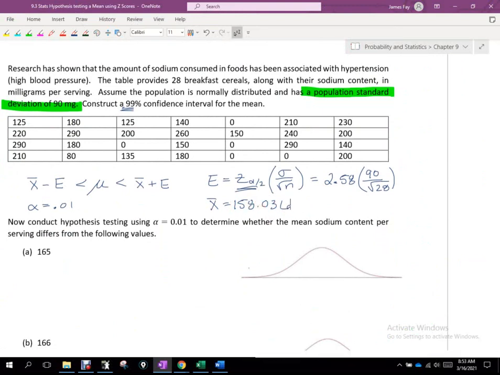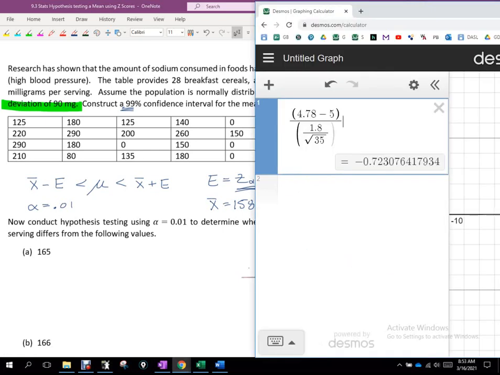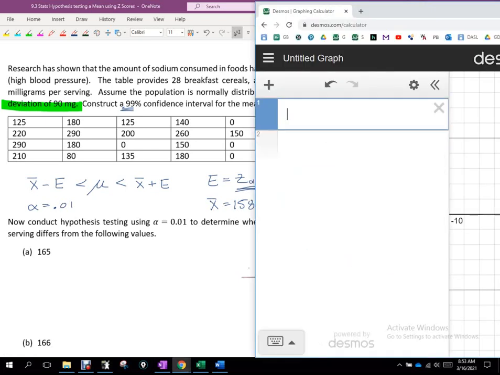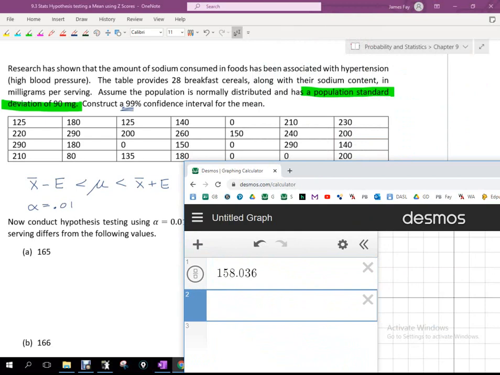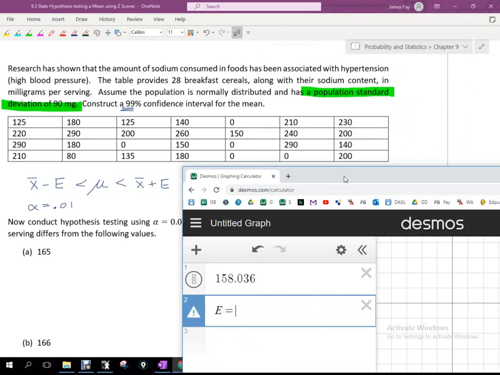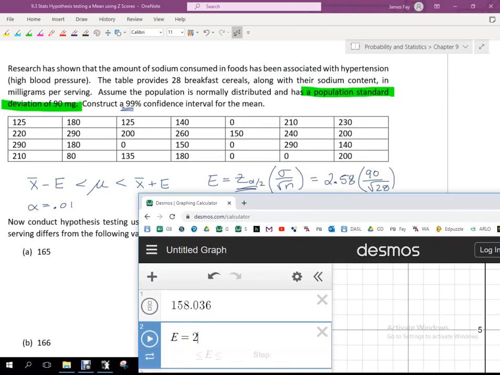Are we okay so far with that? So then when we find our interval, it's going to be 158.036. That's our X bar. Now I'm going to do it this way. I'm going to make E down here and say it's 2.58, 90 divided by square root 28.